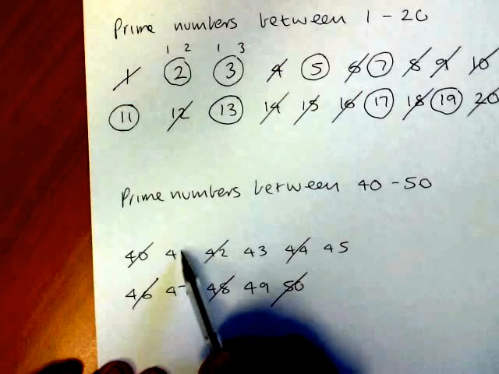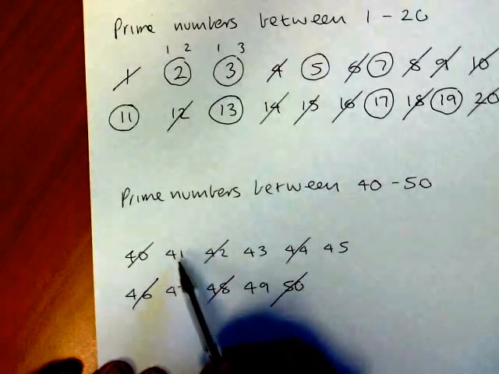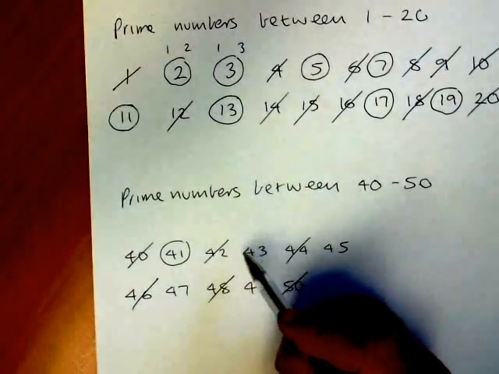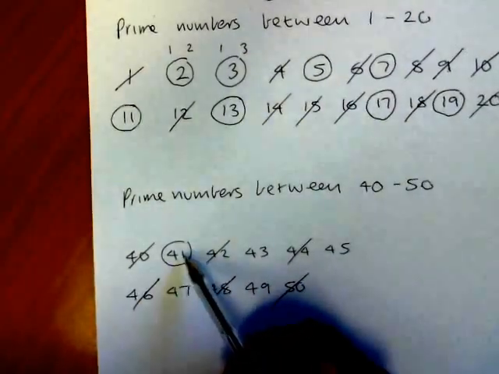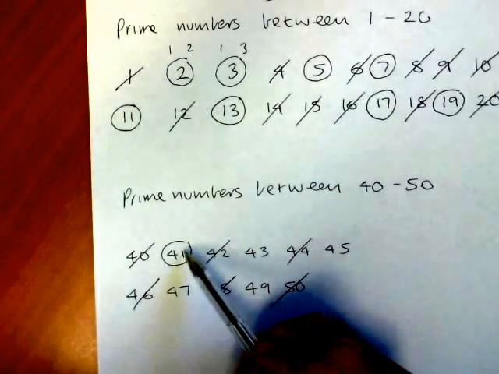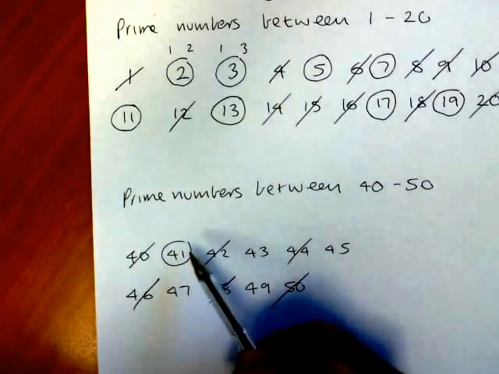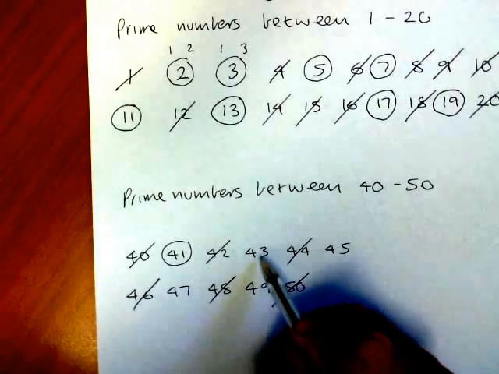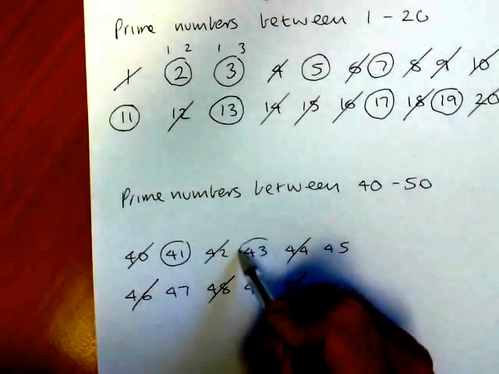Now 41 is not in any of your multiplication tables, so it is a prime number. If you can find something that goes into 41, which you can't, then you would say it's not prime, but there is nothing that goes into 41, and I think you'll find that you can't find anything that goes into 43 either.